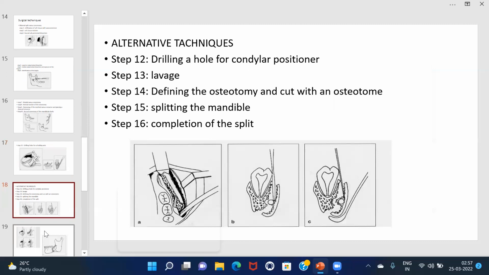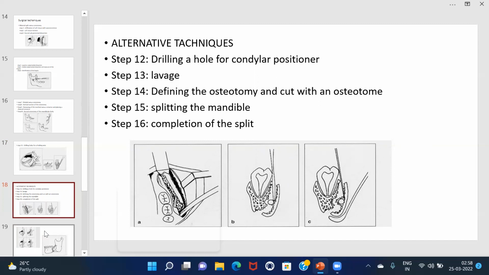Alternative technique, in step 12, drilling a hole for condylar position. A hole is drilled in the buccal cortex of the proximal segment and angled posteriorly. This hole will serve as a purchase point for condylar positioning before the tightening of the wire. Lavage. In step 13, wash the surgical area thoroughly with saline solution and place a small wet sponge lightly in it.